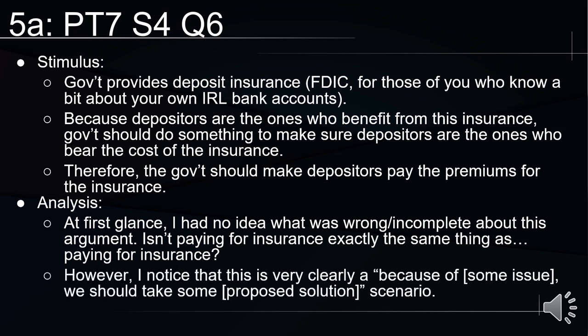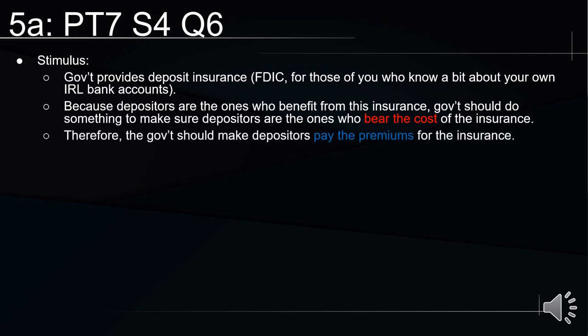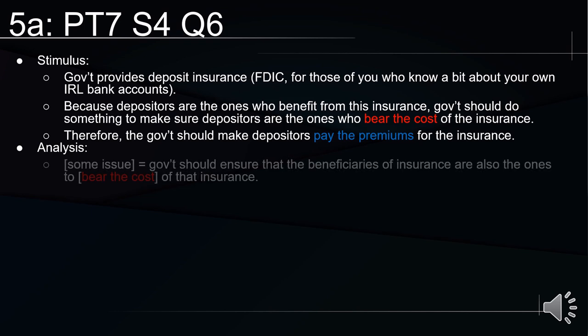However, I do notice that this is a very clear "because of issue, we should take some proposed solution" scenario. So that activates pattern 5A here. So again, reproducing our stimulus with a little bit of coloration, but we'll get into where that comes from in a second. Continuing our analysis here.